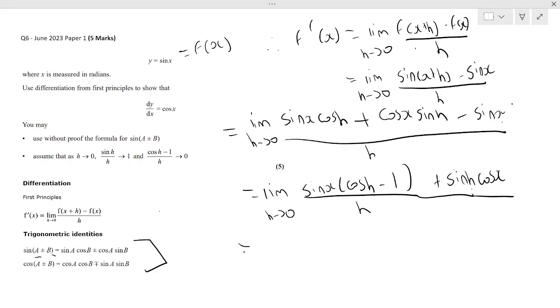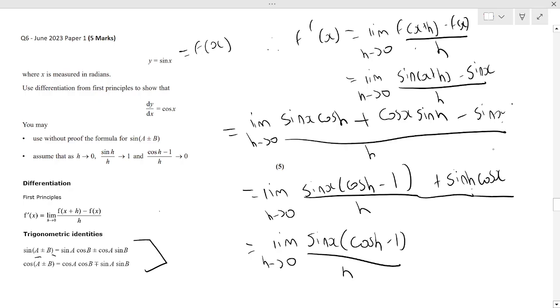To simplify it, then what I can do, like with fractions in general, is split it up into two. So I can split the limit up as well. Then I can say limit h tends to 0 of sine x, of cos h minus 1 over h, plus limit h tends to 0 of sine h cos x over h.